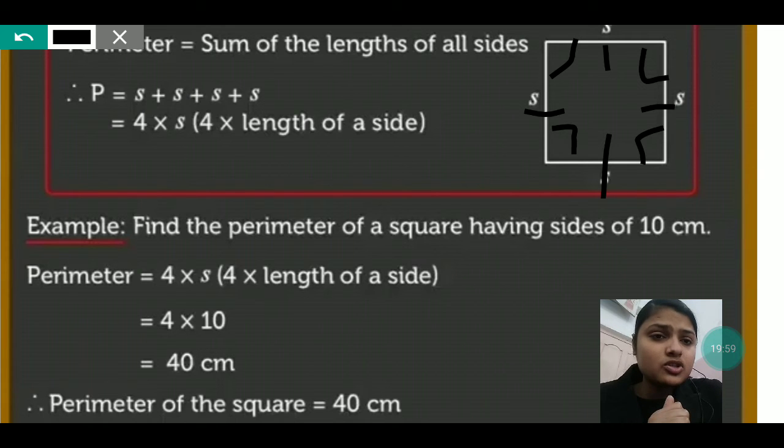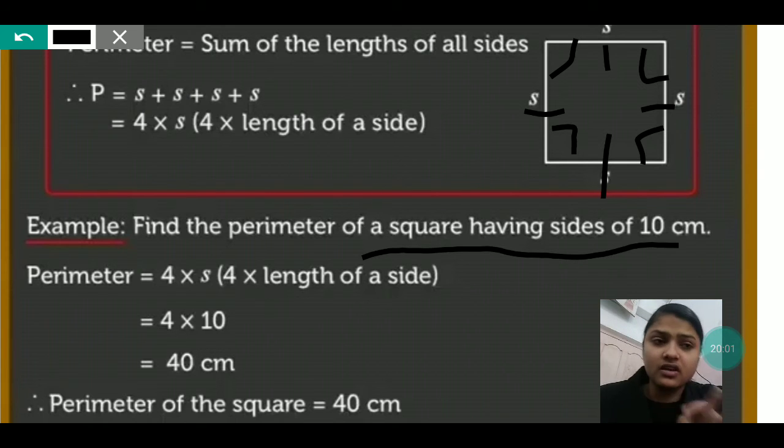Like, find the perimeter of a square. Suppose this is the question and only one side is given, that is 10. Now you will think, miss, if only 10 is given, how will we add all the sides? It's very simple. We know that a square has all sides equal, so you can add that 10 four times, or do 4 into 10, then we get 40. That will be the perimeter of the square. Easy.